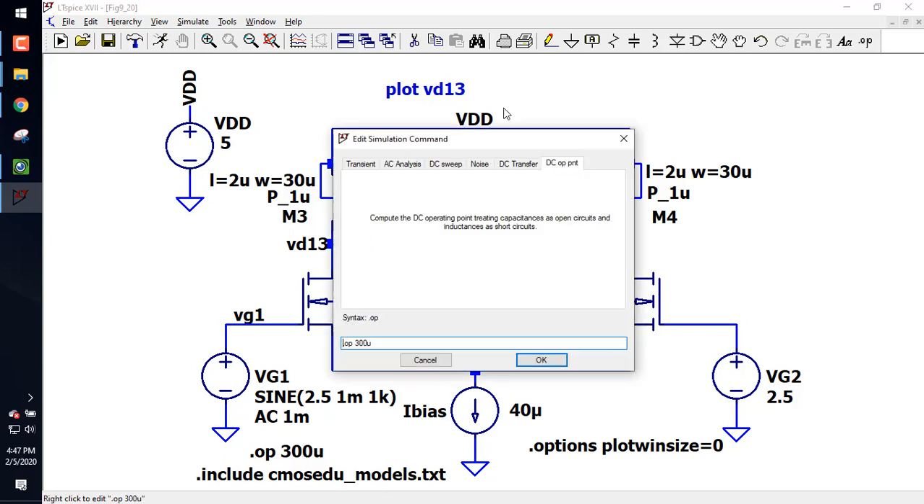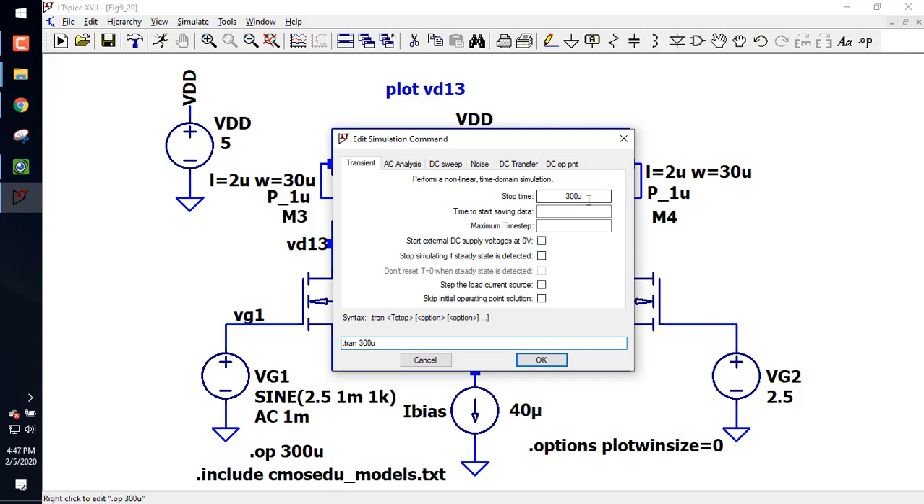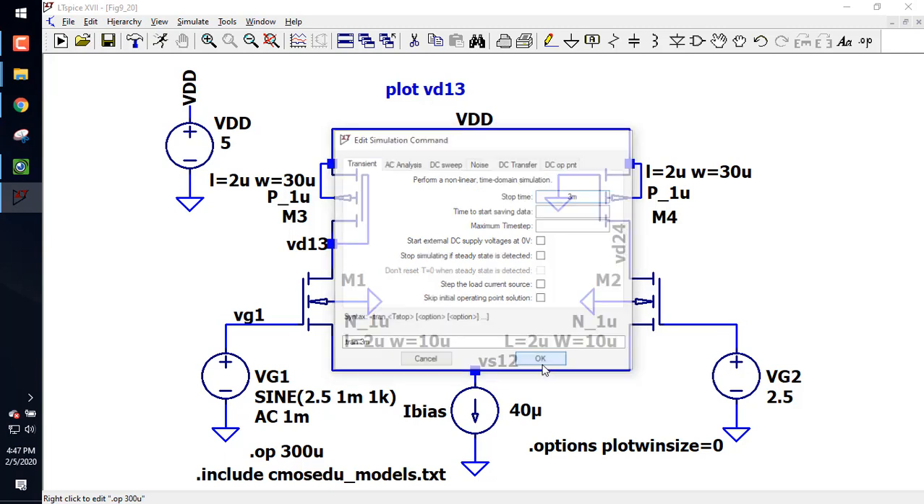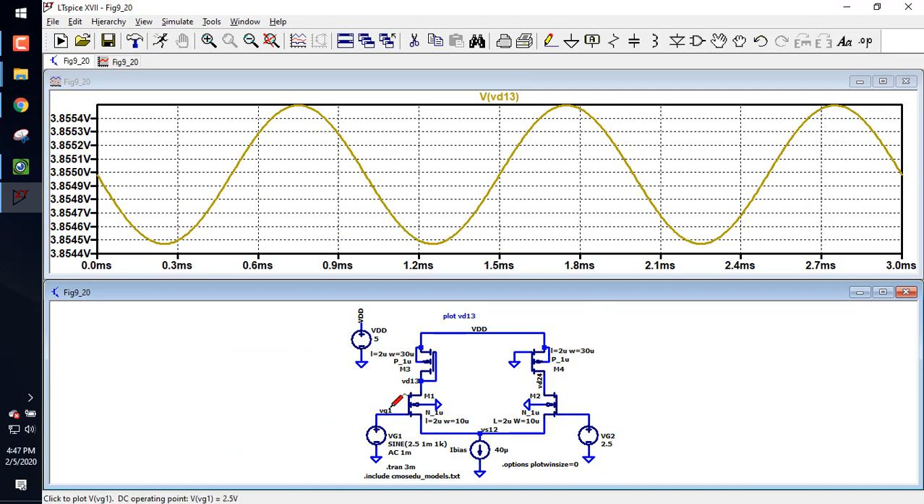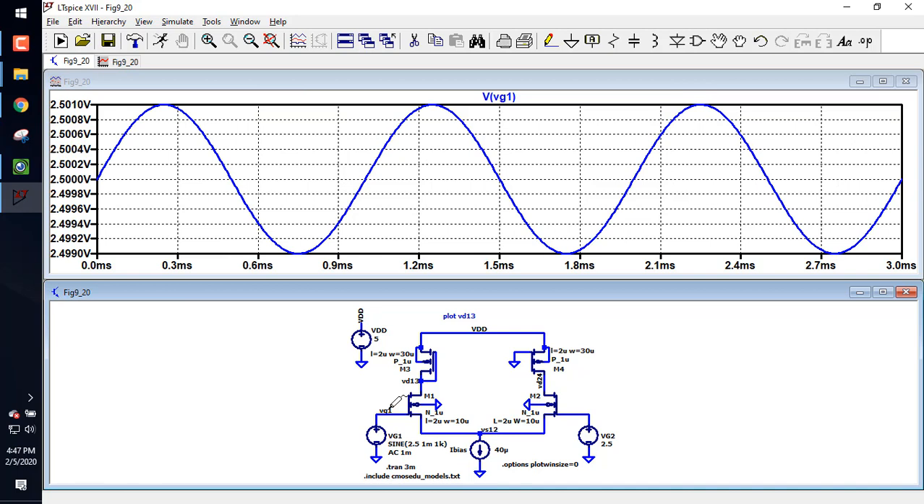So I'm going to go over here now and do transient. And let's do, how about 3 milliseconds? And hit OK. Hit run, and let's do this first. So there's my input. When the input goes up, what does VS12 do? Now it goes up. This whole thing goes up. The VGS will go down because this is AC ground. So let's go show that.